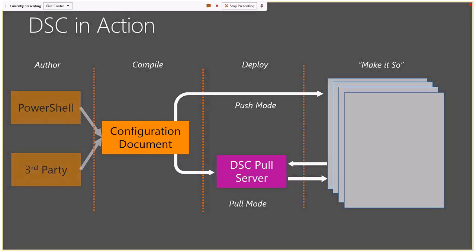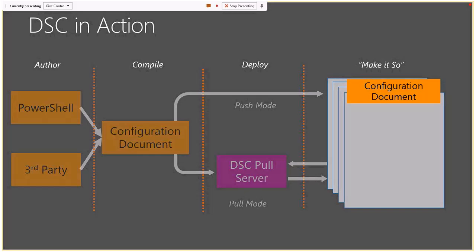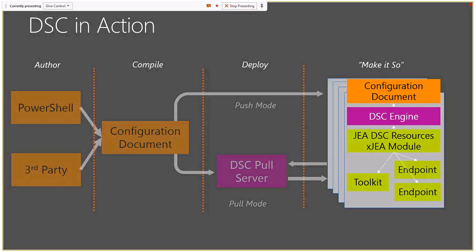The DSC engine calls into DSC resources. So in our case, it's calling into xJEA Endpoint and xJEA Toolkit, and those DSC resources make it a reality. They put all these toolkits and endpoints on the machine. So this is what DSC is all about. You're authoring, deploying, either using push or pull to make it a reality. So with that in mind, it's time to demo deploying JEA.